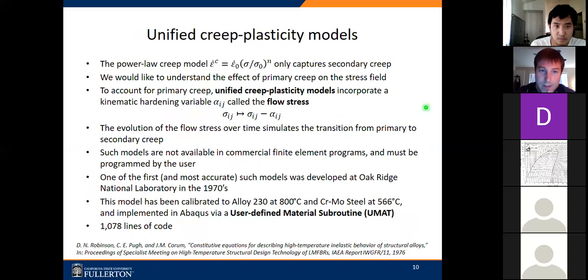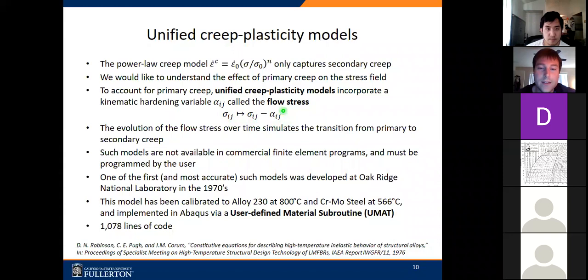So that's fine if you're only interested in secondary creep. But if you're interested in the effect of primary creep, which I am, you have to use a different material model. A lot of models are called unified creep plasticity models. Without getting into too much detail, they incorporate what's called a kinematic hardening variable, sometimes called back stress, or flow stress. Essentially you just replace the stress tensor sigma with sigma minus alpha in the constitutive law.